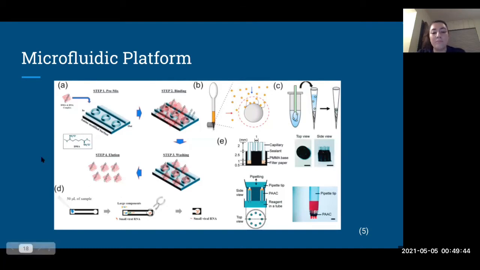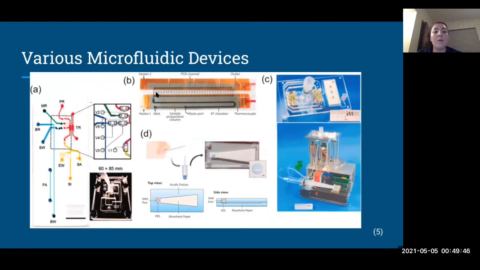Then this next slide includes the various microfluidic devices. As we can see, in diagram D we see the nasal swab, and then the microchip in A, and it shows the different sample matrices and how different devices are being used.